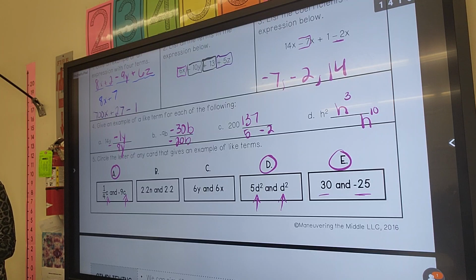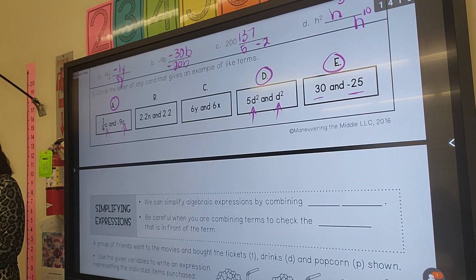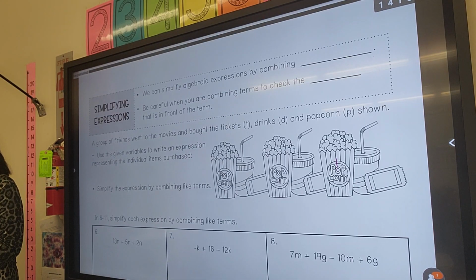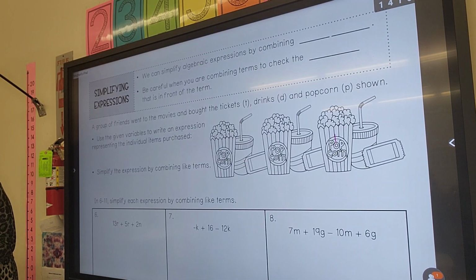Okay, so any questions on the first page, guys? No. Let's flip over to the back where we're gonna actually simplify some expressions. And in our little gray box, we're gonna talk about the steps. So the first step is we can simplify algebraic expressions by combining like terms. Or maybe these aren't steps, but it's a description. And be careful when you are combining like terms to check the sign that is in front of the term.